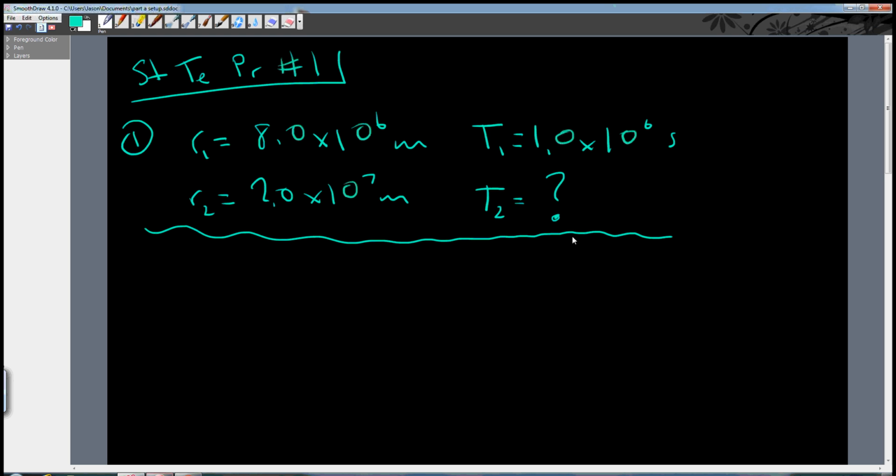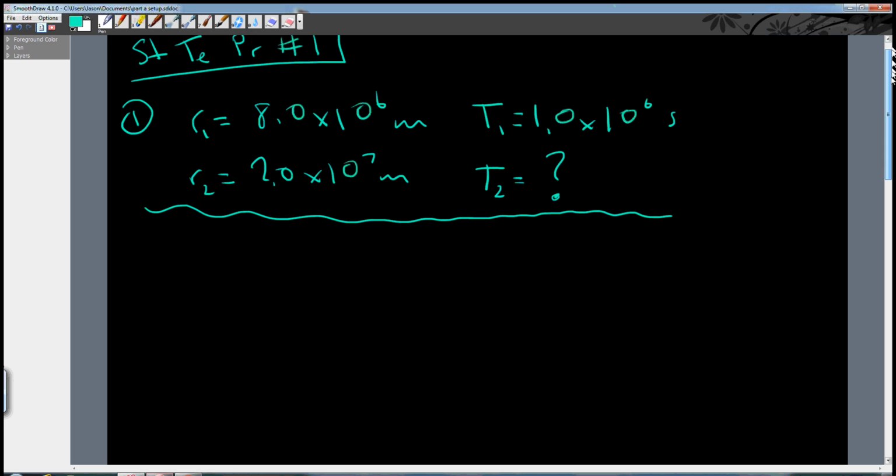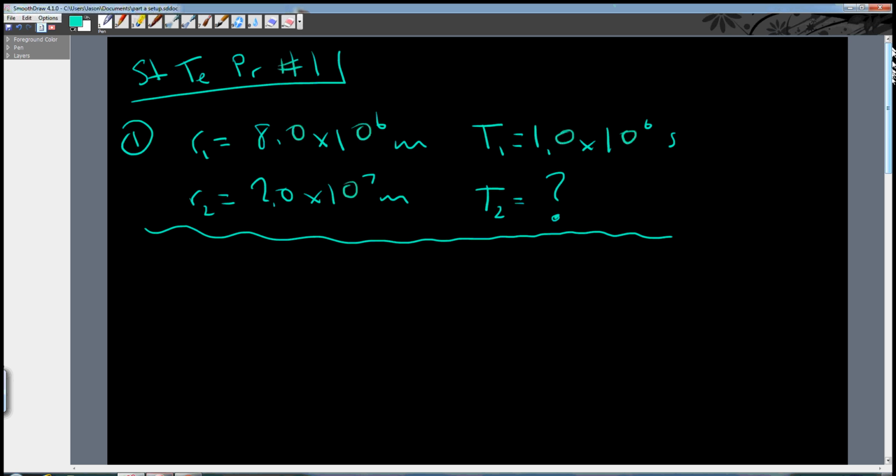Ask yourself, what formula are we going to use here? What formula do we have that relates these concepts, the radius of orbit of a satellite and the period of a satellite? That's Kepler's third law. I'm going to put T2 on top, since we're solving for T2. Again, it just makes algebra easier. It doesn't matter which goes on top as long as you keep it consistent.